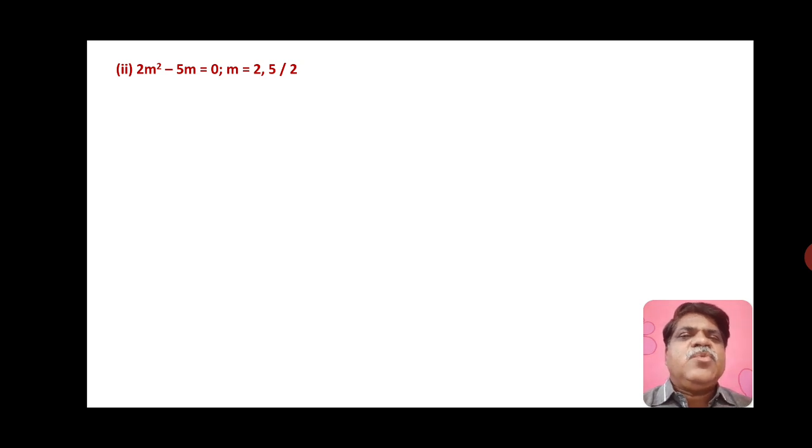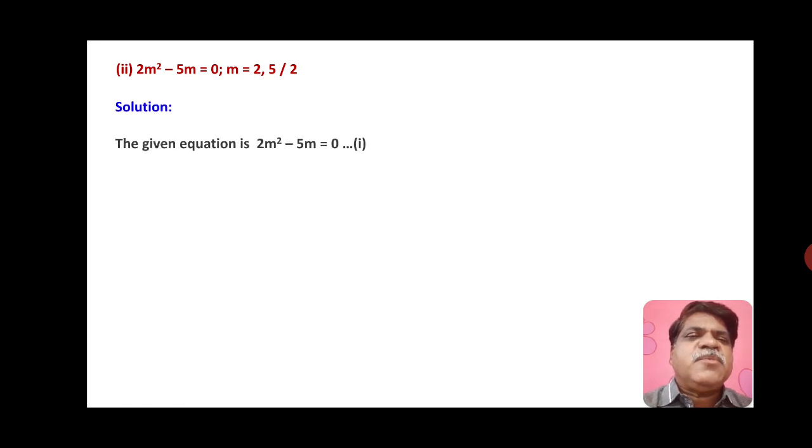Second problem, 2m square minus 5m is equal to 0, with m is 2 and 5 by 2. Let us see. Friends, the given equation is 2m square minus 5m is equal to 0. Equation 1. Putting m is equal to 2 in the LHS of equation 1, the LHS of equation 1 is 2m square minus 5m.